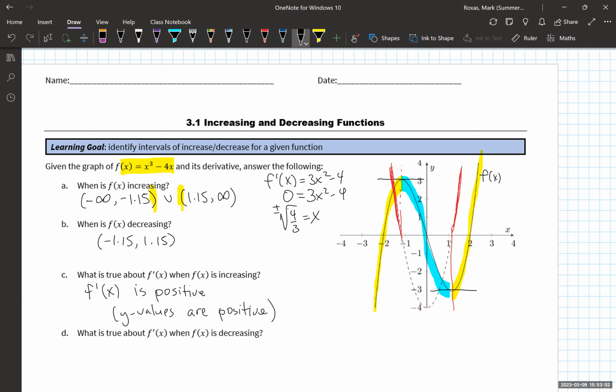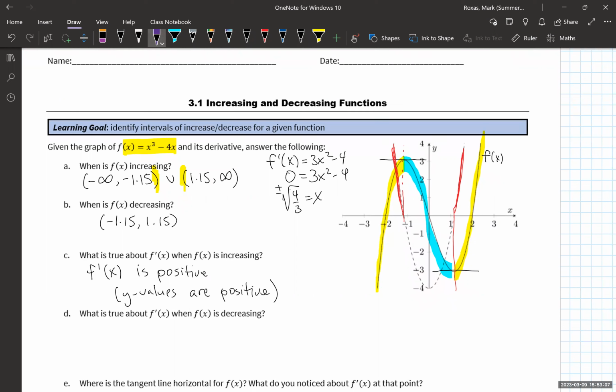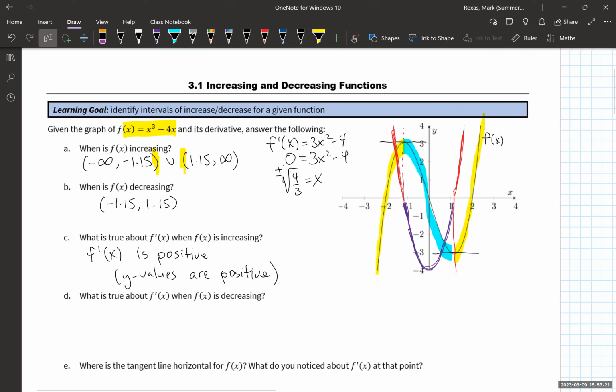What is true about f'(x) when f(x) is decreasing? If I look at f(x) highlighted in blue, the derivative is this portion of the dotted line, and those values are negative. So whenever f(x) is decreasing, my derivative takes on negative values. f'(x) is negative. I'm saying that the y values are negative.